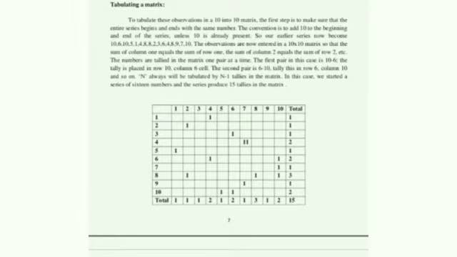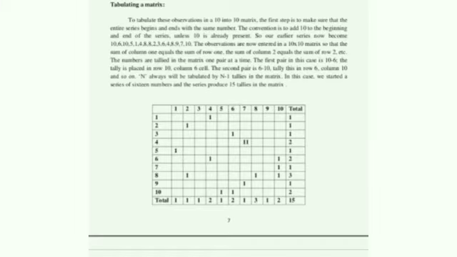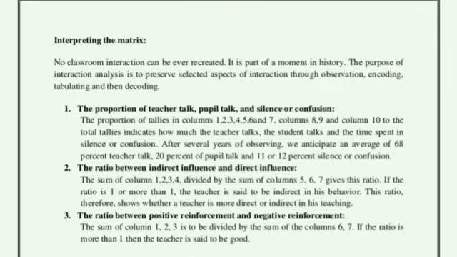Every pair overlaps with the next, and the total number of observations is always tabulated as n-1 tallies in the matrix. In this case, we started with a series of 16 numbers and the series produced 15 tallies in the matrix. Next, we can study how to interpret this matrix.